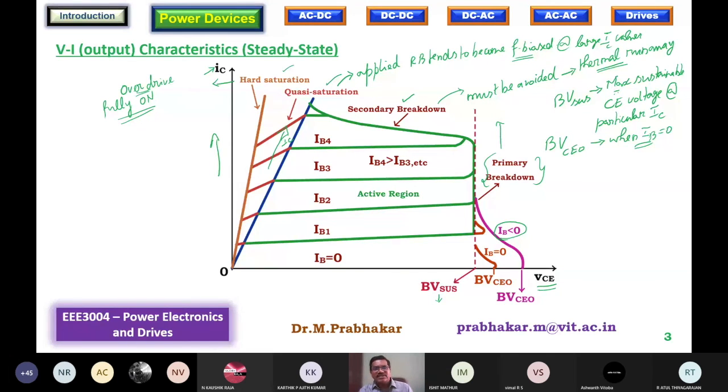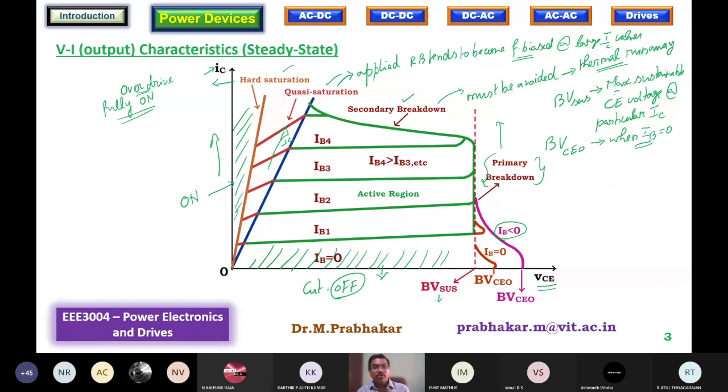Beyond that, if you further increase the supply voltage, there will be an even higher amount of collector current. The device gets into hard saturation. That is going to be fully on. When the device is in hard saturation, the BJT switch is on. When the device is in IB equal to 0, that is cutoff. Obviously, this is cutoff. Hard saturation is when full IC flows. So I will simply write it as on.